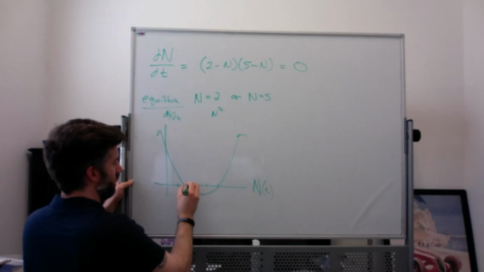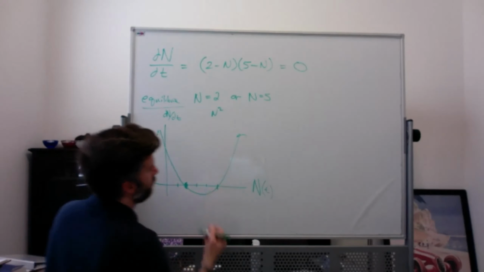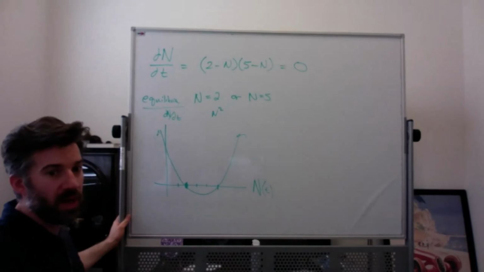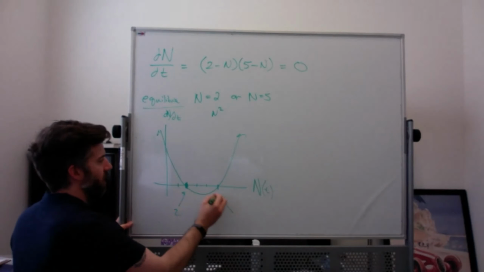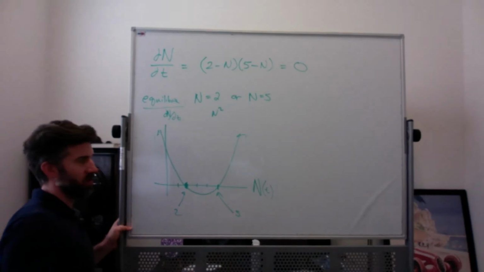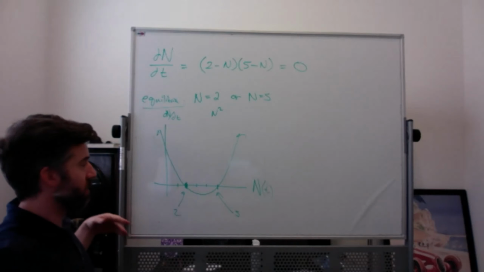Sure, that's 2. You could pretend. Okay. And the way we saw before, if 2 or 5 were stable or unstable, we're to think about, well, what does it mean that the derivative is doing?